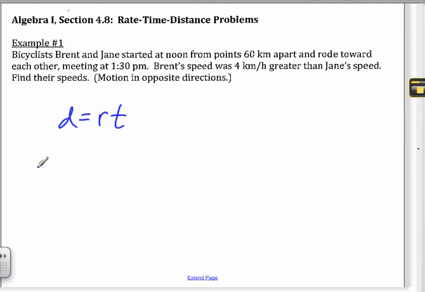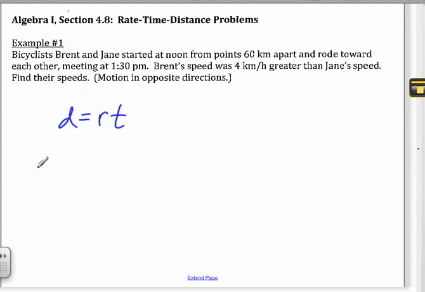Now, there are a couple of things that we've got to get into our head here that help us solve these problems. And that is, when objects are traveling toward each other, they cover a total distance. So we add their distances together to equal the total. So if Alfredo and Edward were walking toward each other, Edward's distance that he covers, plus Alfredo's distance, would equal the total distance. Do you agree? Okay.